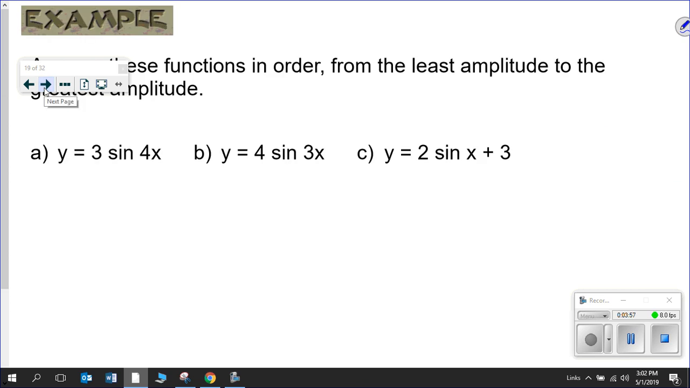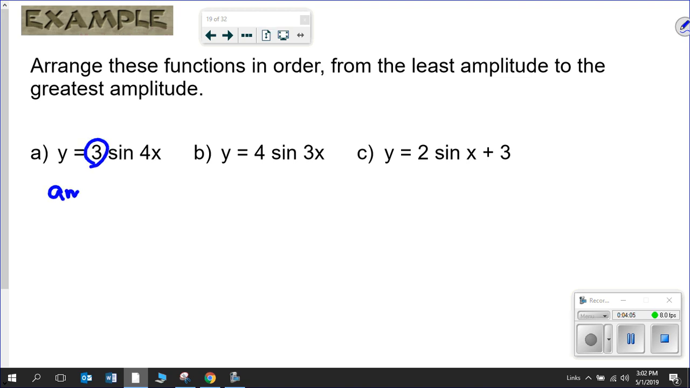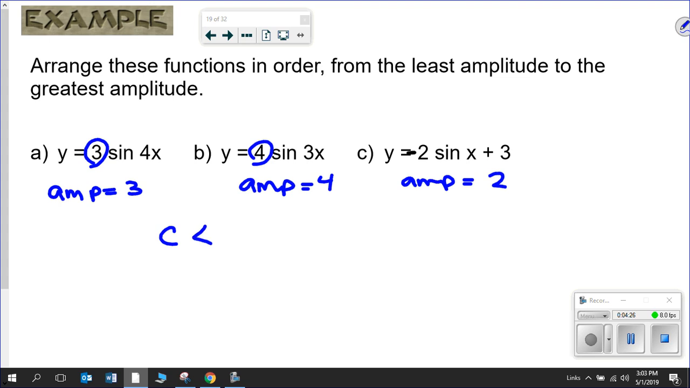So example. It says arrange these functions in order from least amplitude to greatest. So my first number is my amplitude. Amp is 3 here. My amp is 4 here. My amp is 2 here. Even if I were to insert a little negative in there, my amplitude would be positive 2 still. So from least to greatest, my least one is C. That is less than the next one, which is A, which is less than the next one, which is B. There's my ranking.